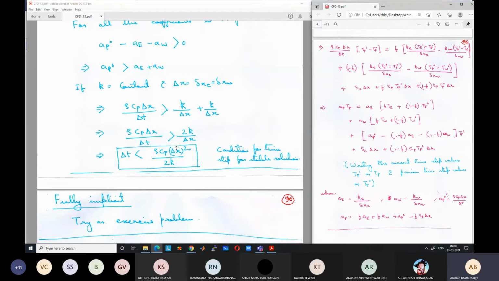Other regions are large, but there is a very small gap. Say thin film or very adjacent fins are there, and there are small gaps in between the fins, and we want to resolve that. So in those cases, your delta x will have to be taken very small, otherwise you will not be able to resolve the heat transfer correctly.